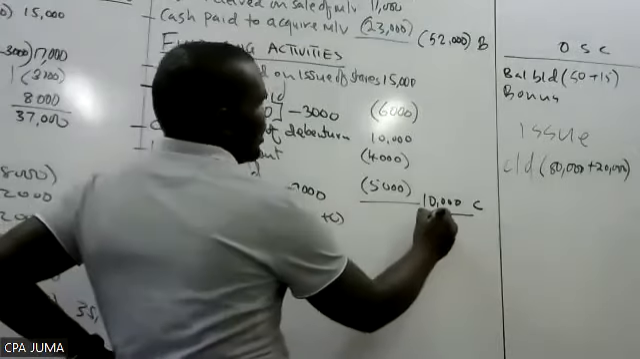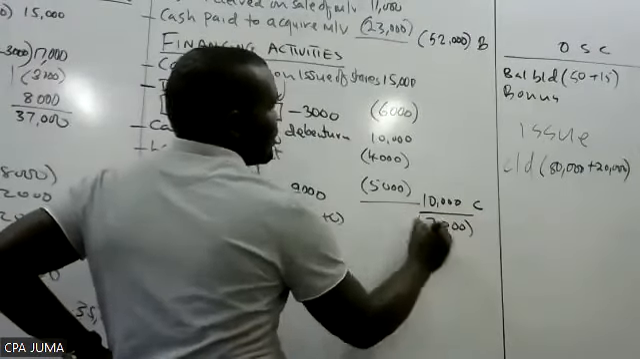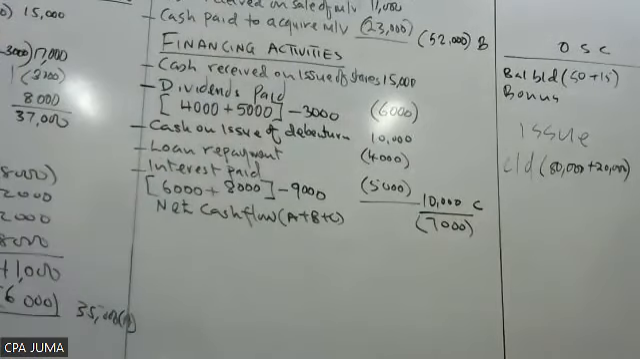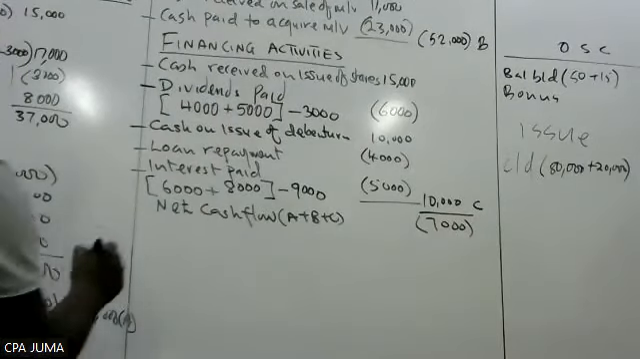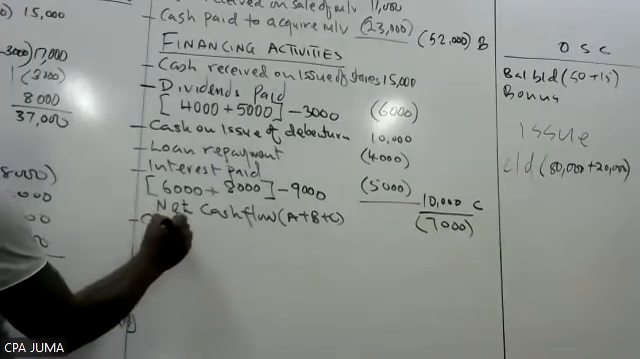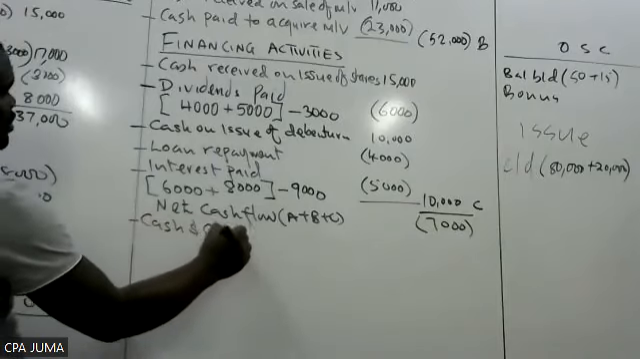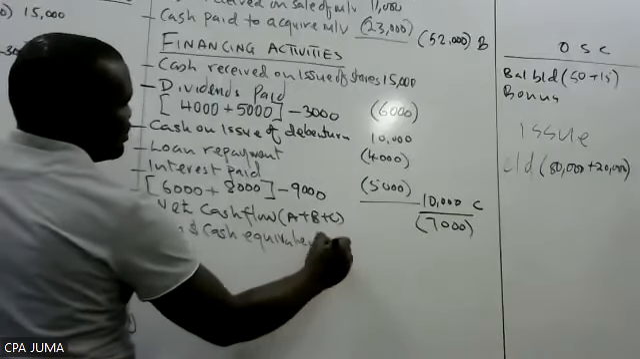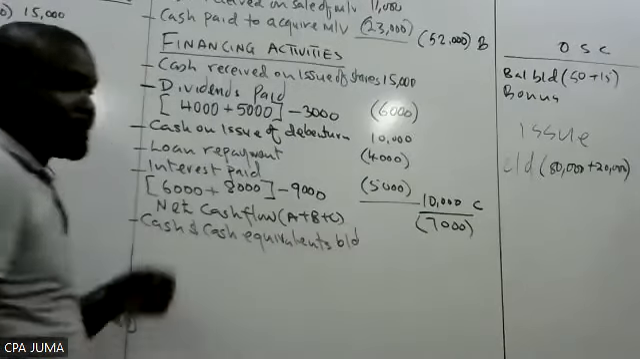7,000. Minus 7. Cash and cash what? Equivalents. So you say cash and cash equivalents at the beginning.